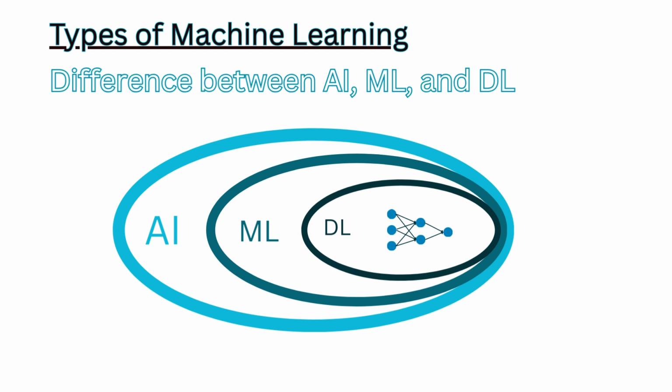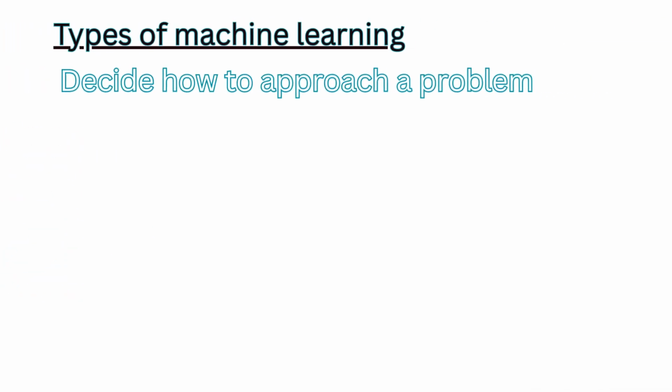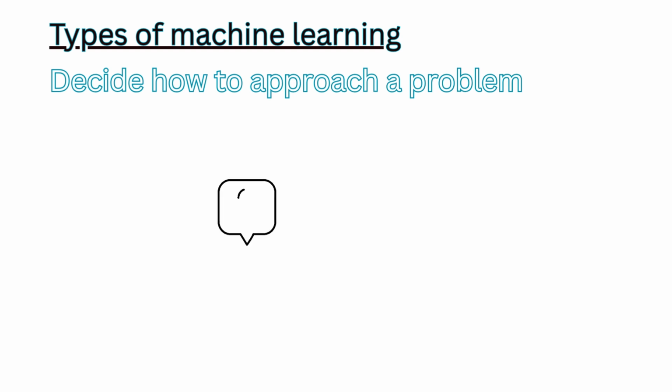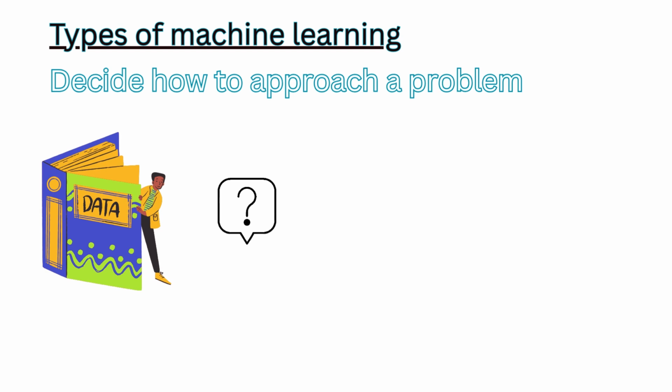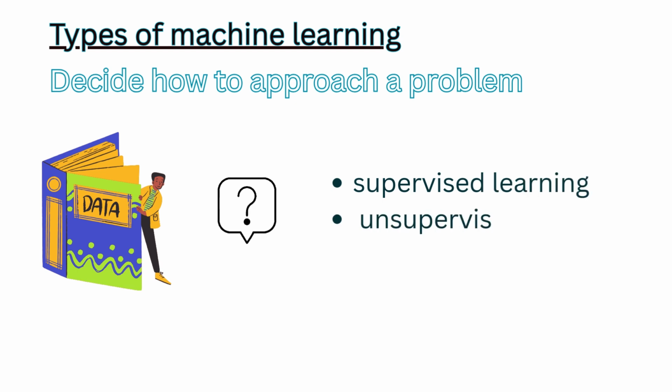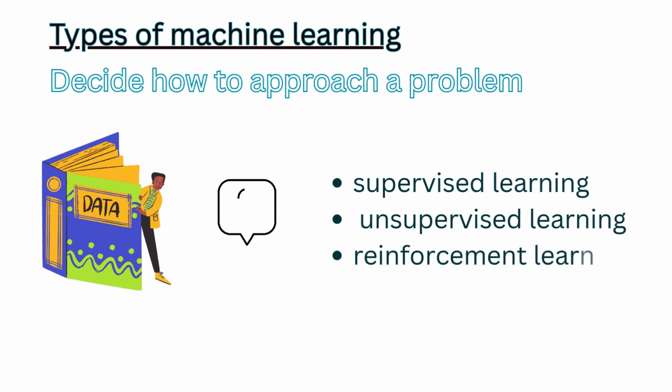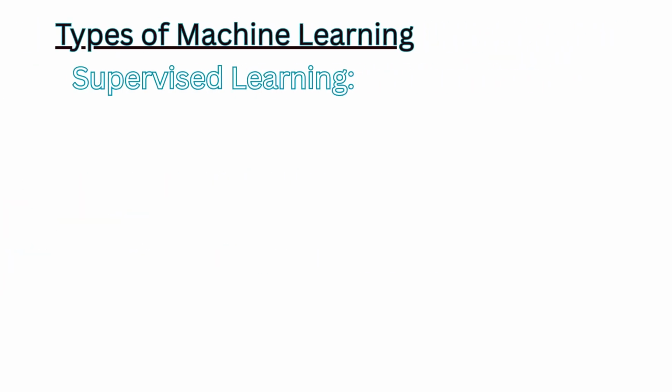With that clarified, we can move into one of the most important concepts in machine learning: the types of learning itself. Understanding the different types of machine learning helps you decide how to approach a problem, what kind of model to use, and how your data needs to be structured. There are three main categories: supervised learning, unsupervised learning, and reinforcement learning. Let's start with the one you'll probably use the most.